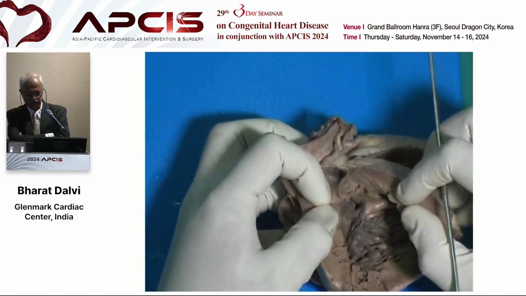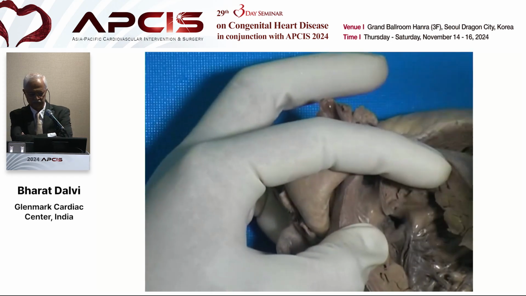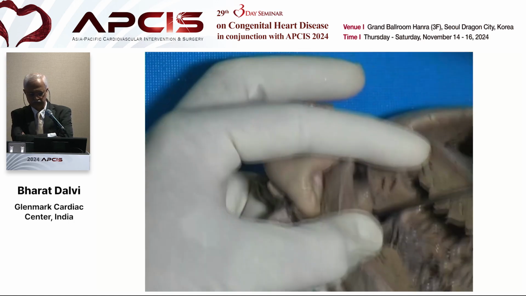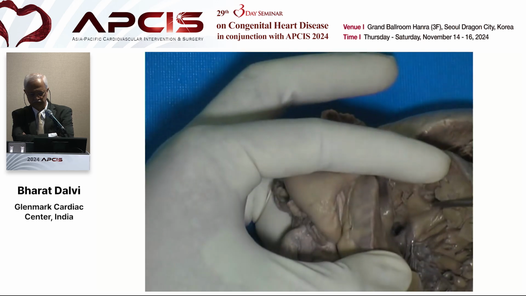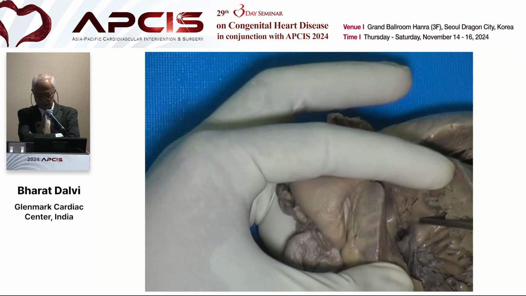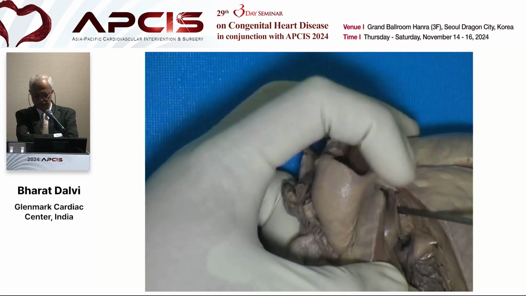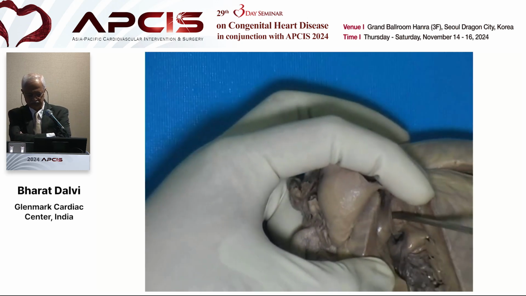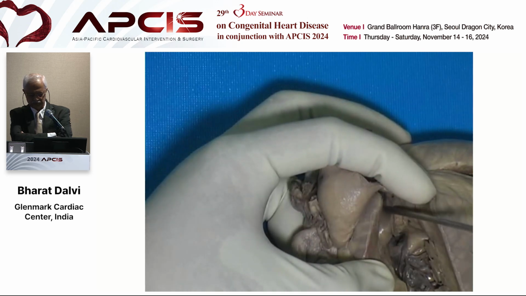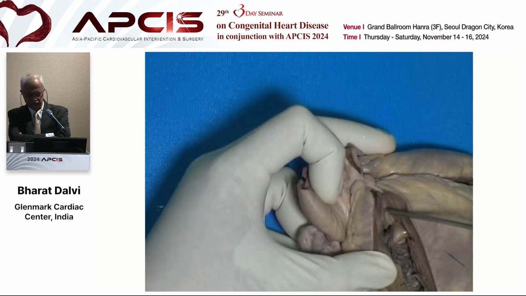And then this is the characteristic of tetralogy. You can see that this is the ventricular septal defect here, which is located between the two limbs, the posterior inferior limb and the anterior superior limb of the septomarginal trabeculation. And this is the outlet septum. You can see this outlet septum, which is moved anteriorly and superiorly from its original position. It has come here, producing significant narrowing of the right ventricular outflow tract.